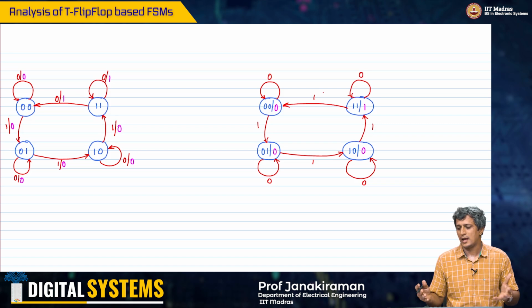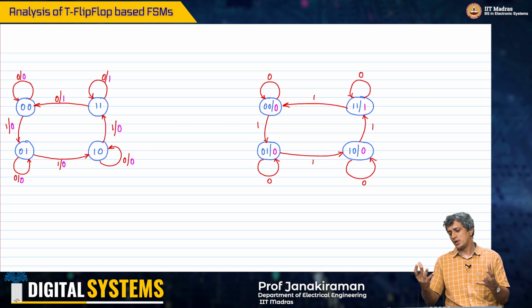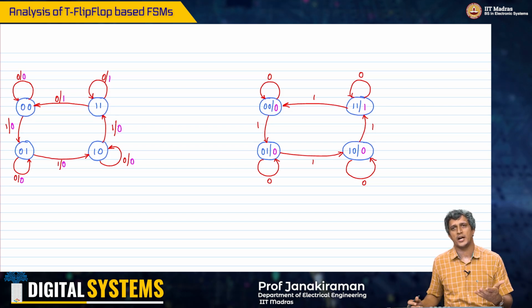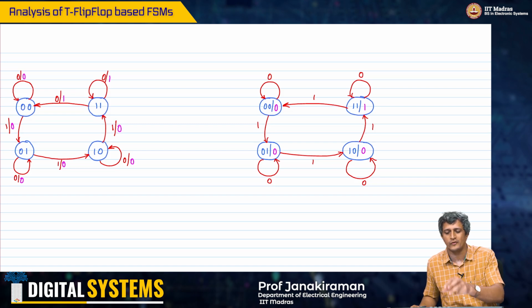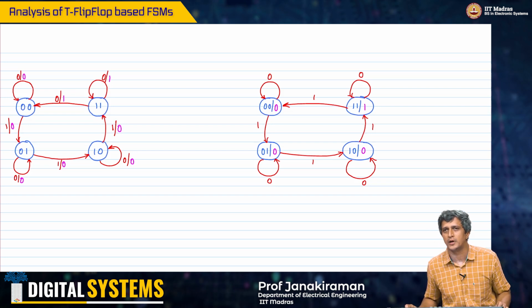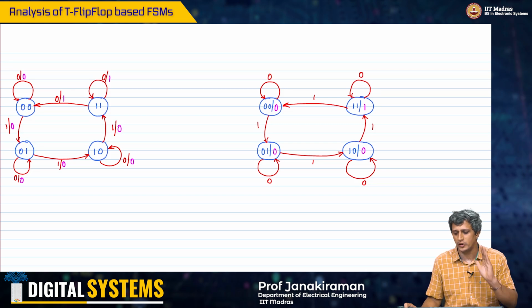So this makes it amply evident that the output in magenta is not a function of the red inputs at all. It's only a function of the blue state values, right? So this is an alternate representation of the same state diagram that is shown on the left here. Thank you.